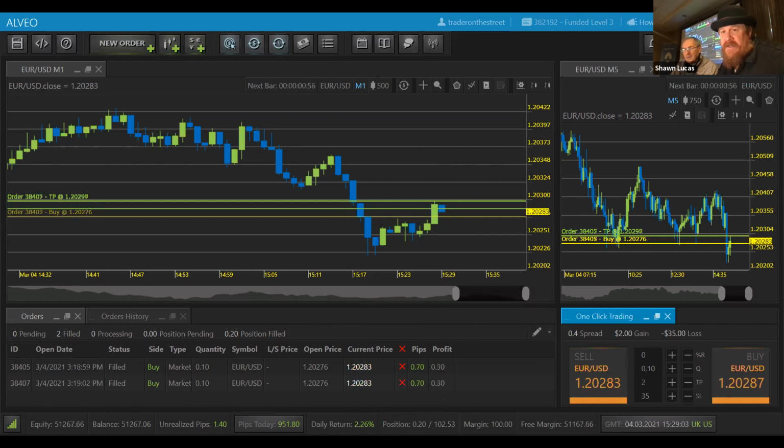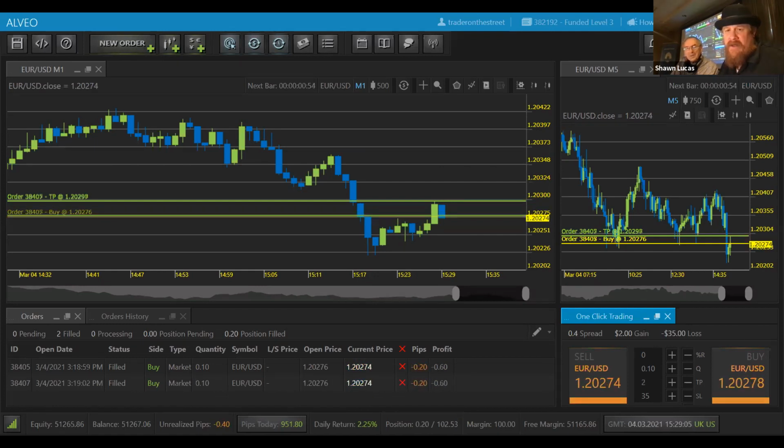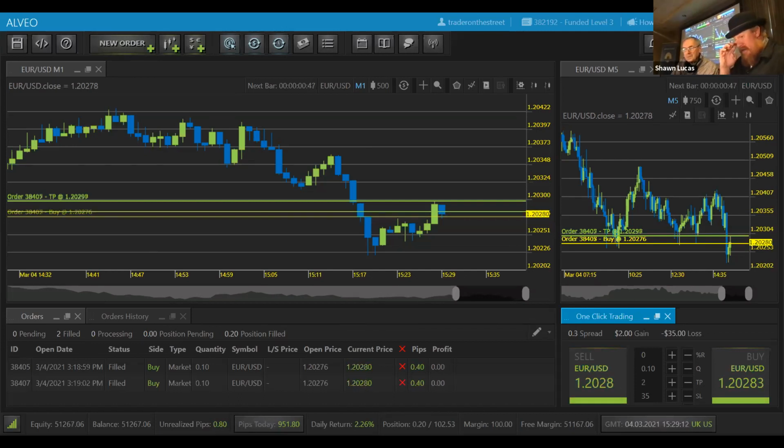Looking at some questions in the chat box over here. What is your take on an overextended bar pulling back about halfway? Good question. So it's almost doing right.